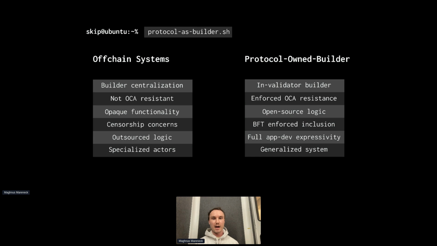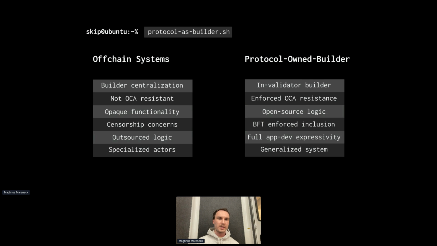It's fully in-validator. And so there's not even a question of who can become centralized or who can't. The entire protocol itself comes to consensus on how a block should be built and how MEV should be captured. And all the logic for doing that is in the protocol itself.